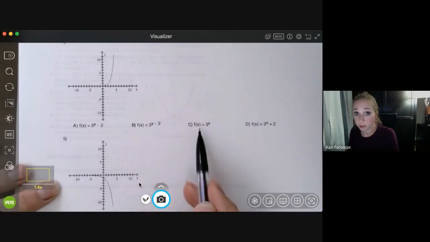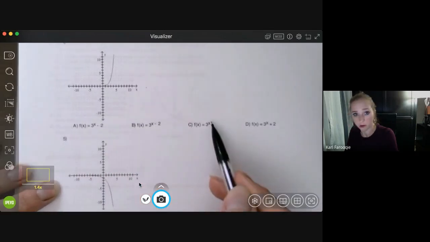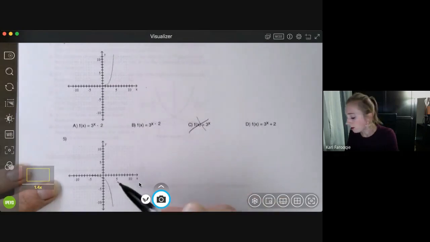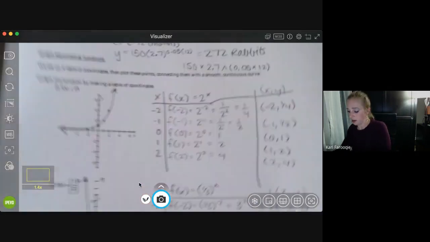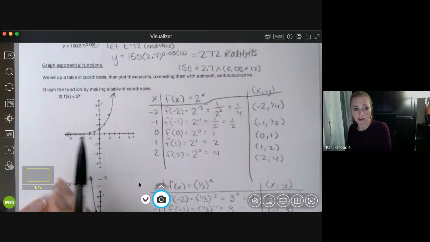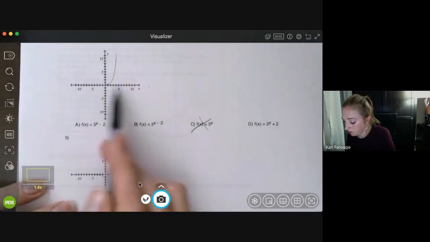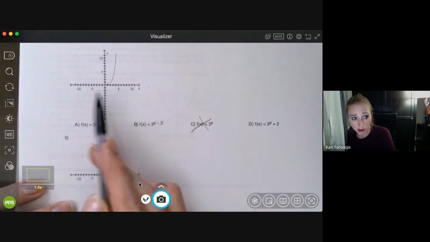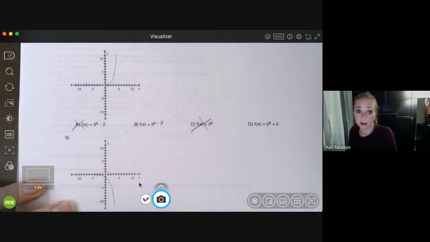I would definitely say it can't be C, because if it was C, then the graph would be going through the point 0, 1, which it's not. If x was 0, f of x would be 3 to the 0, which is 1. So that's a no-go right there. I definitely would say it can't be shifted down 2 units, because we said that this function had a horizontal asymptote at y equals 0. This one appears to have that same situation, so it can't possibly be shifted down 2 units. Otherwise, the horizontal asymptote would also be shifted down 2 units. I don't think it can be that one.